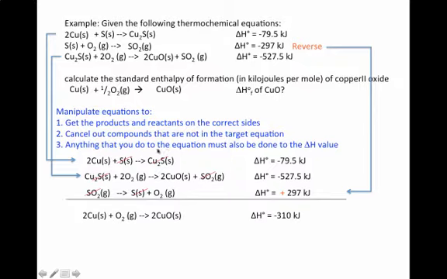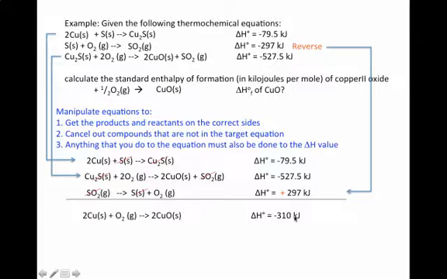And then what I get left over is, now I have 2 coppers and I have 2 oxygens on the left hand side and 1 oxygen on the right hand side, so I really only get 1 oxygen over on the left hand side, so that kind of cancels out too. And then I have my 2 copper oxides, and then if I add up all those numbers I get negative 310 kilojoules. Now it looks like I'm done.